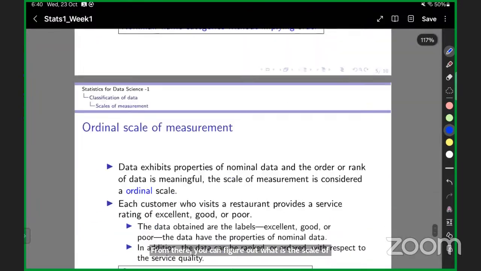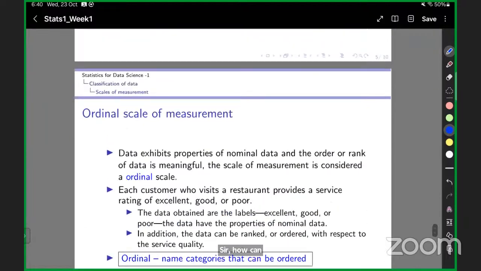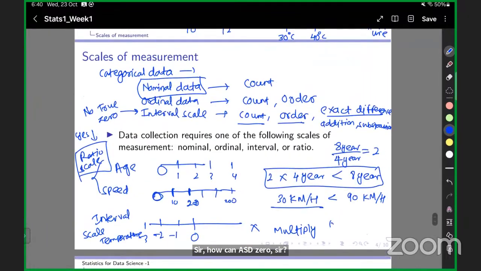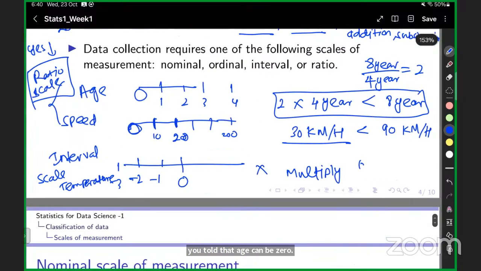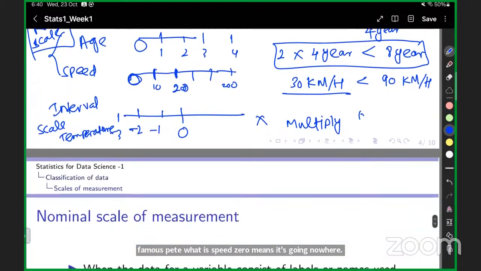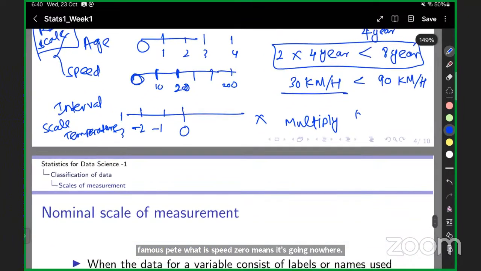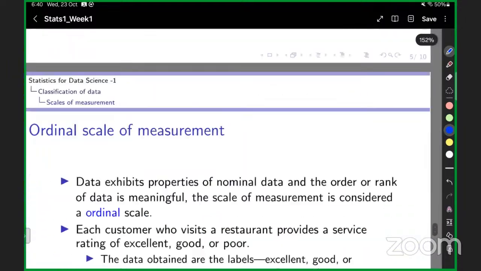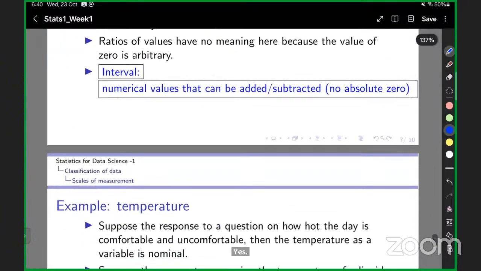Can age be zero? Zero means it doesn't exist, something before birth. It starts with zero, and when he is born, then it starts. Age is not exactly zero, but zero means it doesn't exist, the same as speed. Zero speed means it's going nowhere, it's at rest. So that's all about the scales.